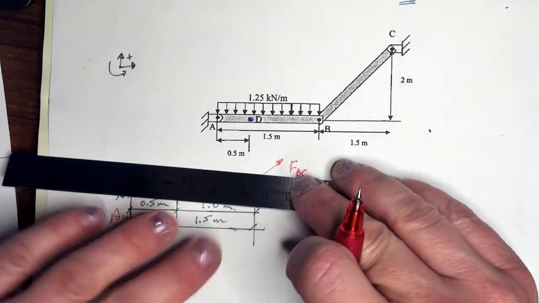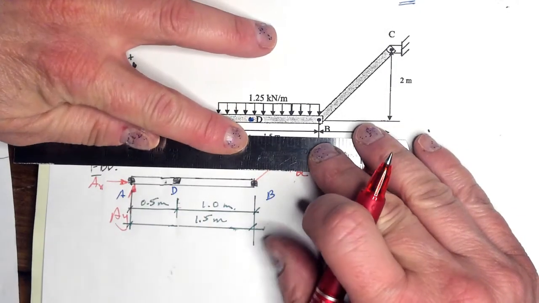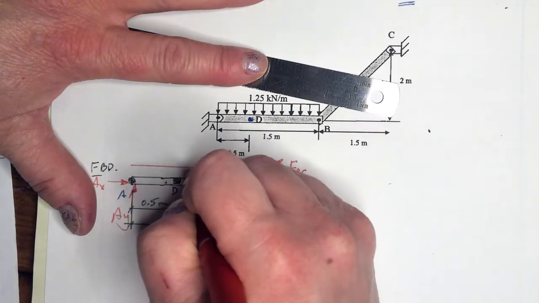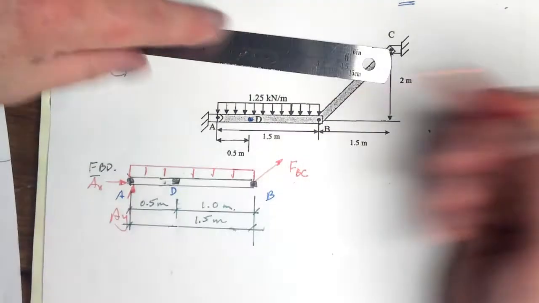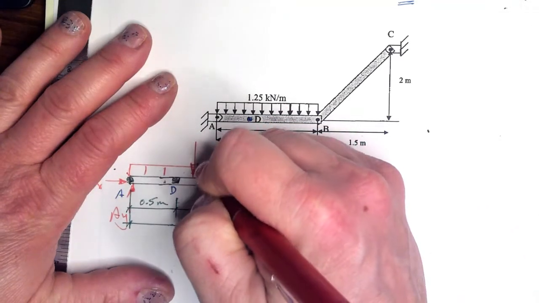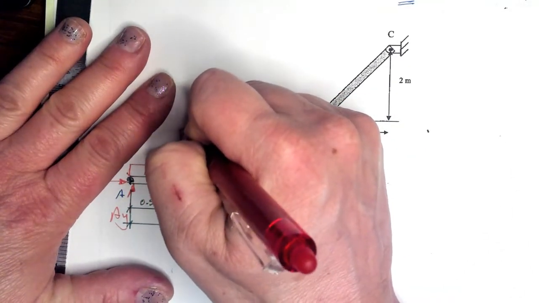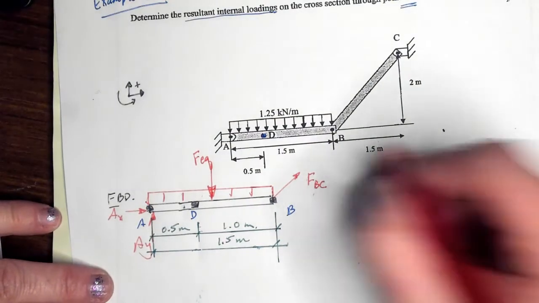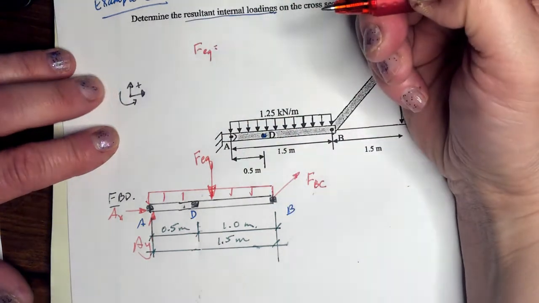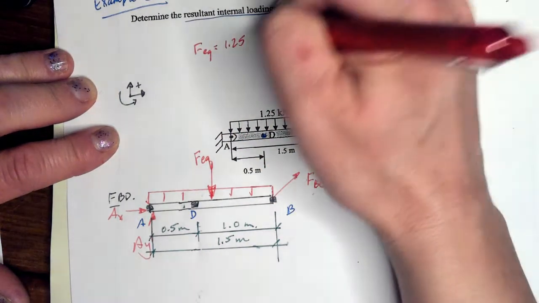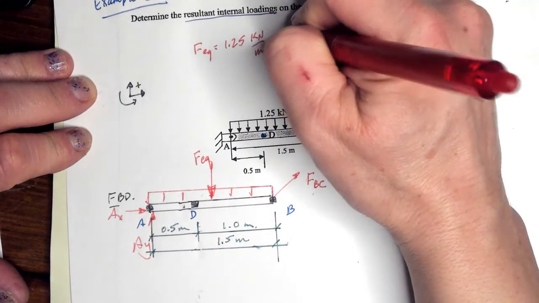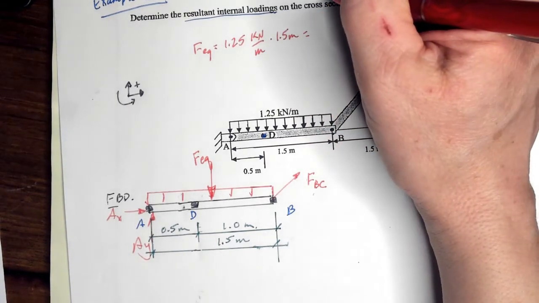In addition to that, we have this distributed load. Okay, that distributed load can be modeled for this purpose of equilibrium as an equivalent load, FEQ. Okay, I'm going to just calculate up here FEQ to be 1.25 kilonewtons per meter times, it's a total of 1.5 meters. What did I get?